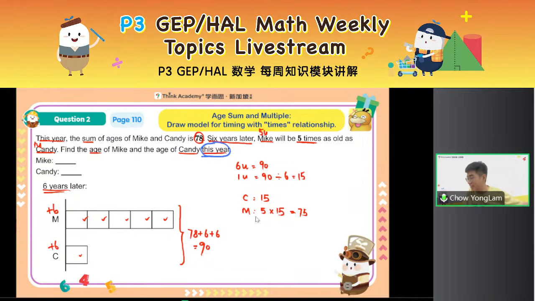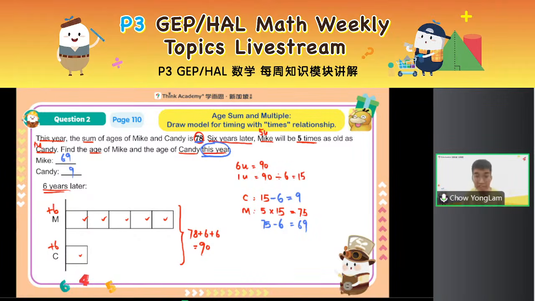Some people are typing in the chat. Good job, it's 15 minus 6. 15 is 6 years later, which means this year it's 15 minus 6 equals 9. For Mike, 75 is 6 years later. Same thing, I will minus 6 and I will get 69. So that means Mike is 69 years old and Candy is 9 years old this year. You can check: the age sum is indeed 78. So my answer is Mike 69, Candy 9.